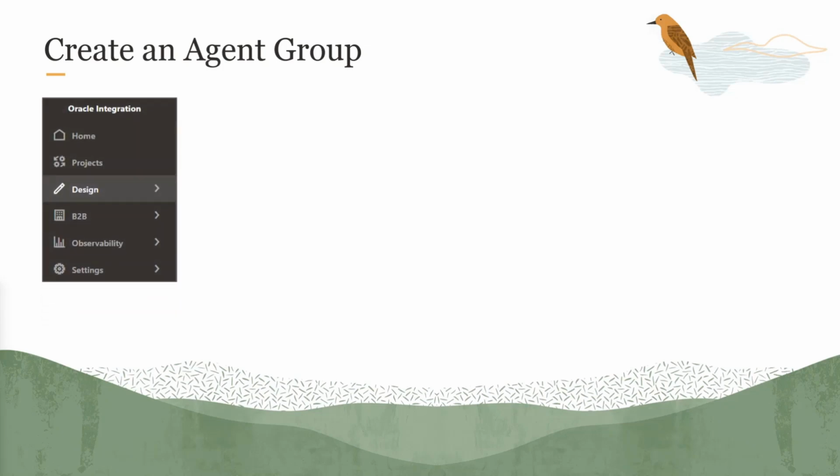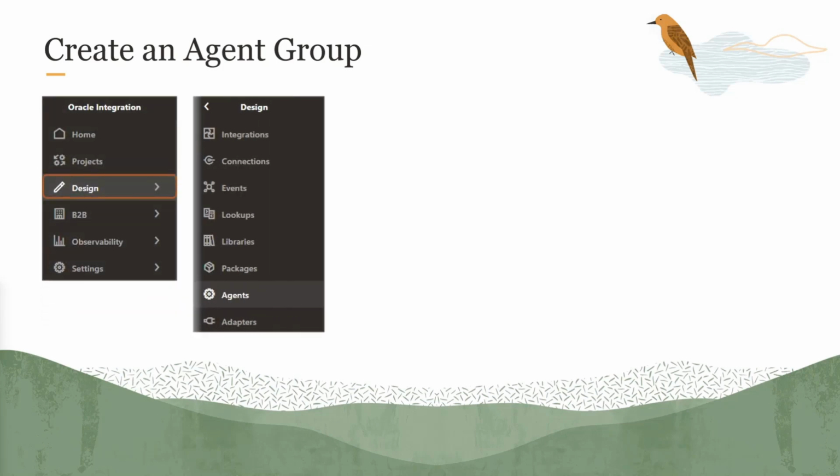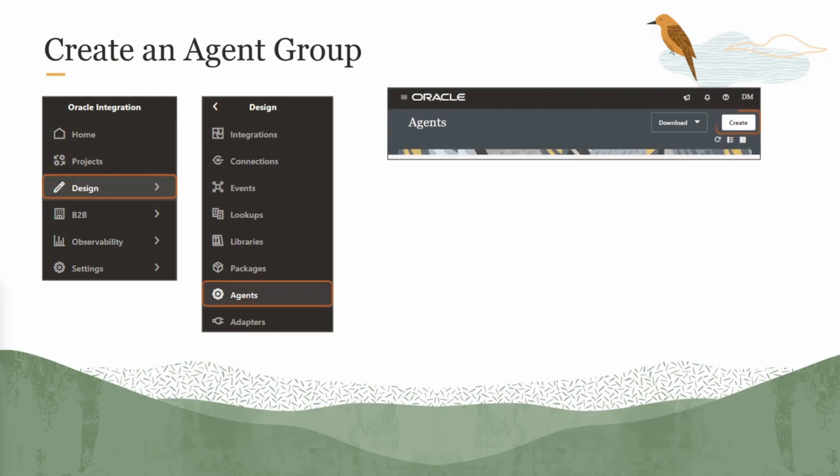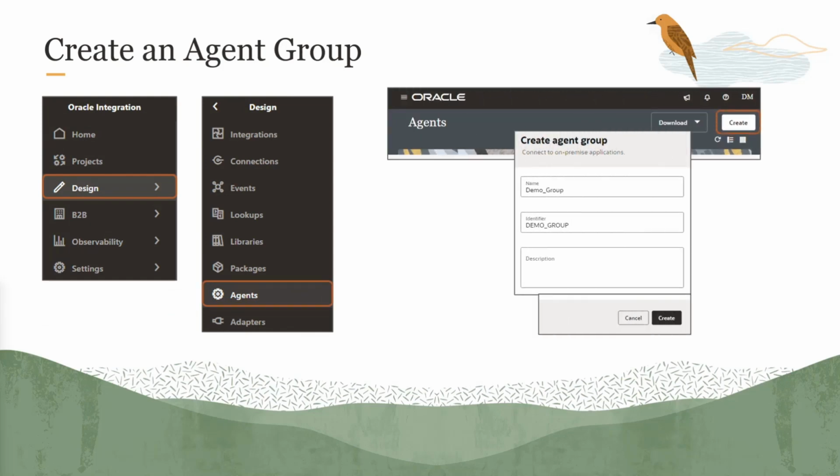From the navigation pane, click Design, then select Agents. On the Agents page, click Create, which opens this pane. All you need here is a unique name for the group, as this identifier will be used later to associate the connectivity agent with one or more specific adapter connections.